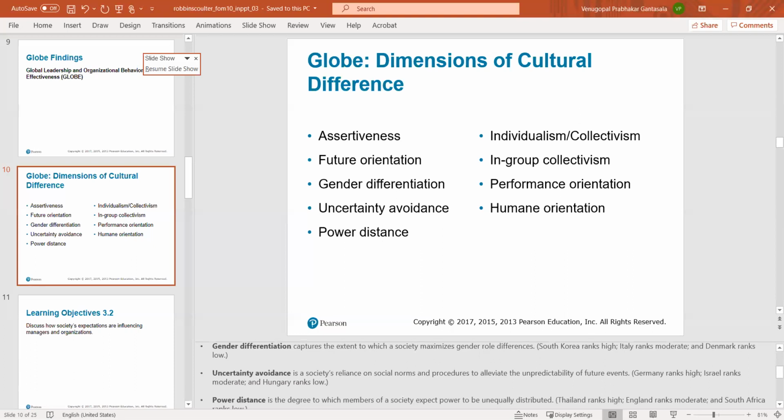And then you have uncertainty avoidance. This is about societies in certain countries who want to alleviate unpredictability. They want some sense of certainty. They do not like too much uncertainty, too much unpredictability. And Germany ranks very high on uncertainty avoidance. They want to make sure, 100% sure.